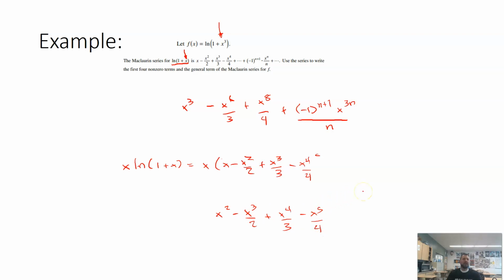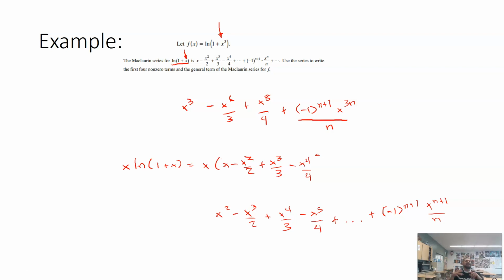Then on my general term, I just gained an x in every single term. So really, when I think about this one, I would say plus negative 1 to the n plus 1 times x to the n plus 1 over n. That would be my general term. Again, hopefully that kind of makes sense.